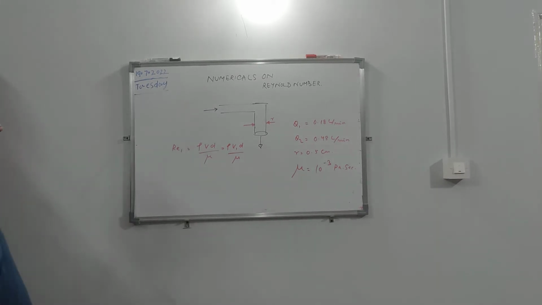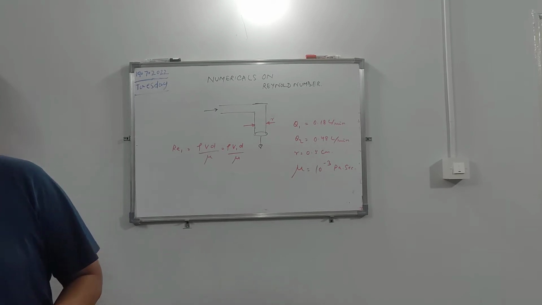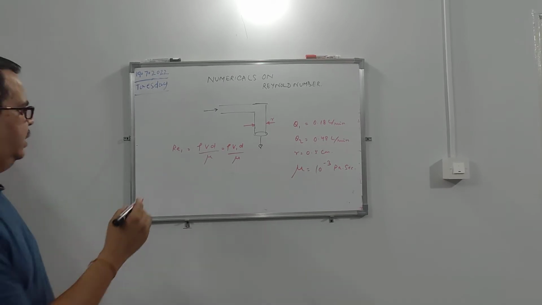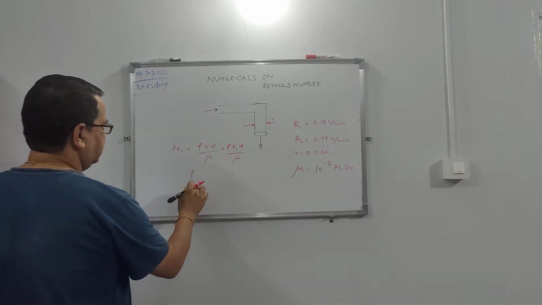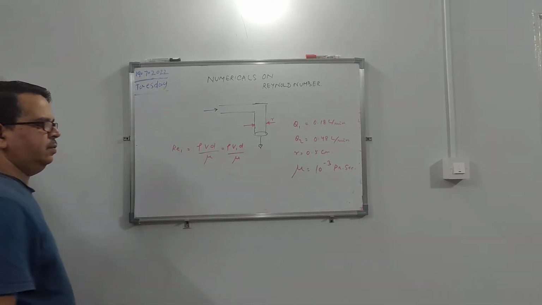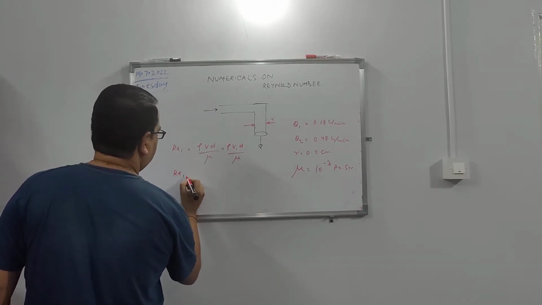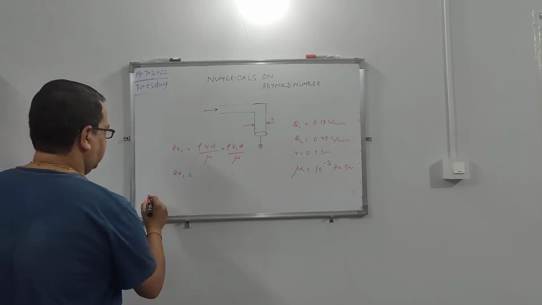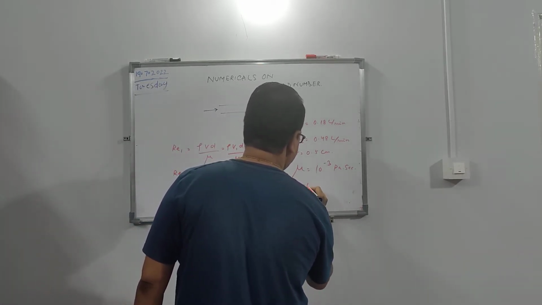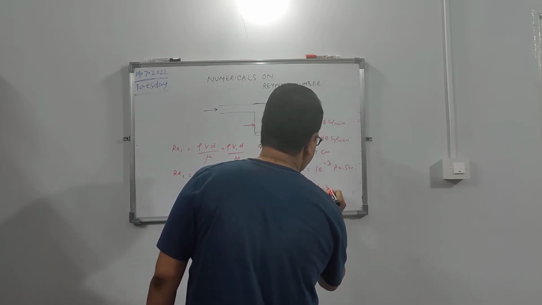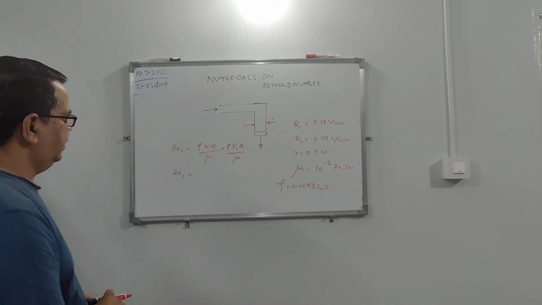So I know the density also, the density of water. So how will I find it now? I'll try to find out the Reynolds number. Re1 is equal to, so I know how much my density is. Density of water is 1000 kg per meter cube. I have to put SI units only. So density is 1000 kg per meter cube.